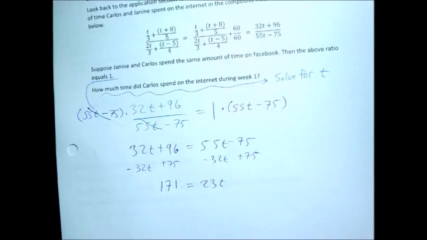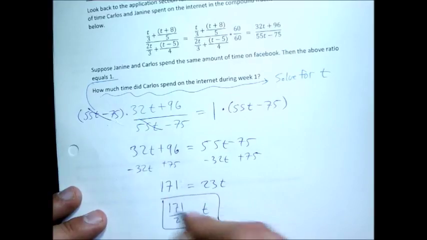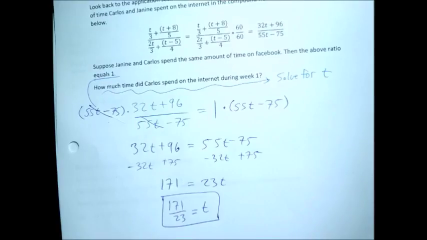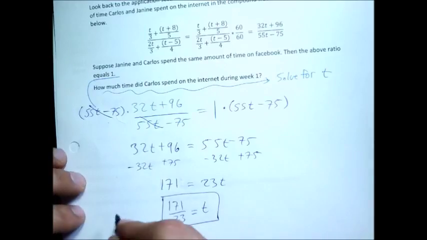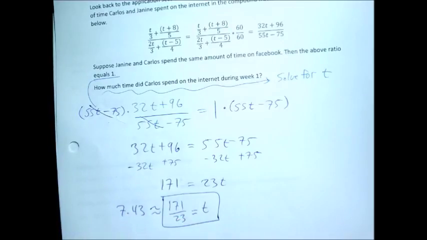And then we want to get t by itself, right? So we just divide the 23 over, and 171 over 23 is how long Carlos spent on the internet during the first week. And I don't have my calculator with me. I'm not sure what that equals. It's probably about 7 hours. Say that out loud. 7.43. Some of you guys probably spend more time on the internet during class than that. Jeez, it's not very much time.